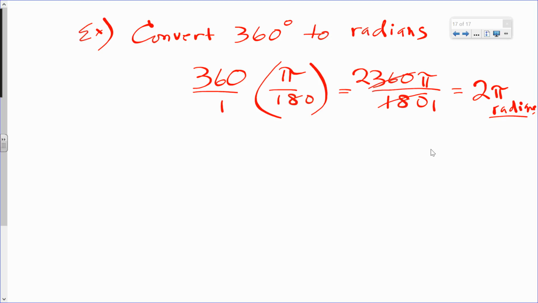So 360 degrees is actually 2 pi radians. Now that's the exact amount of radians. This is the exact answer. The exact amount, 2 pi.